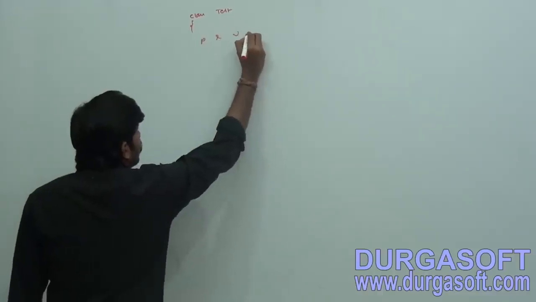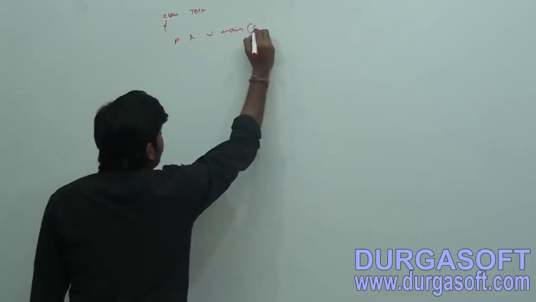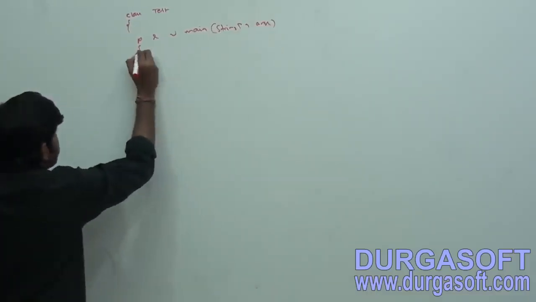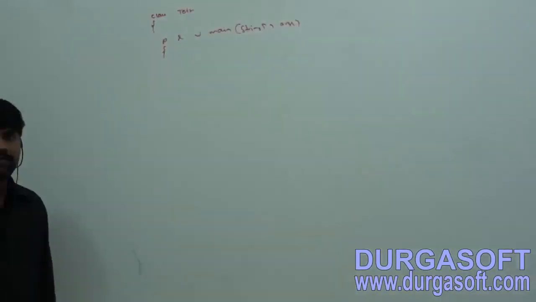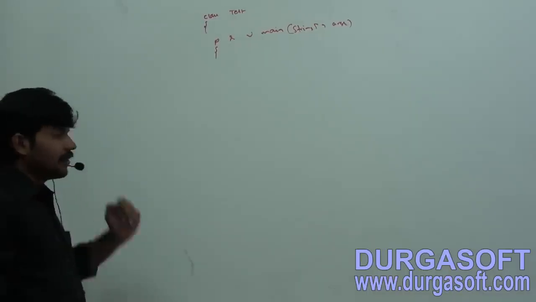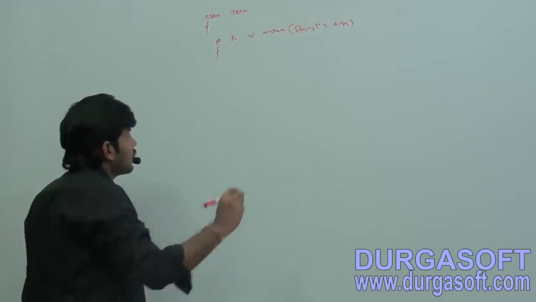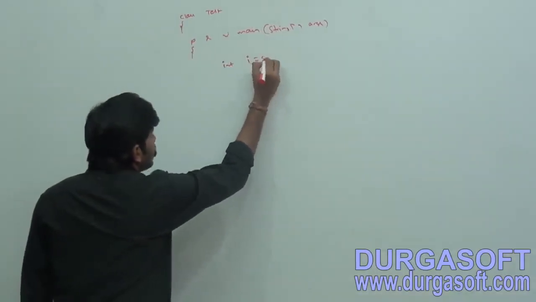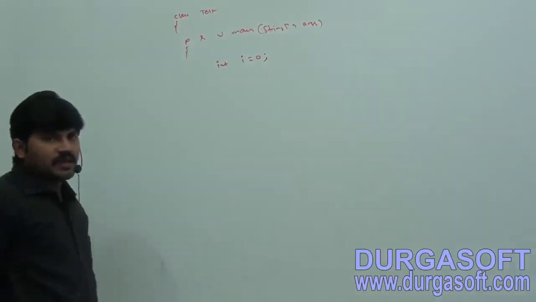Class test. Public static void main, String array args. Now I am taking int i is equal to 0.